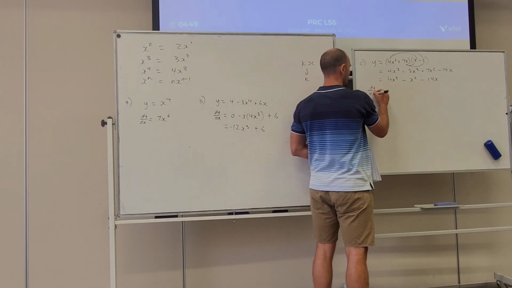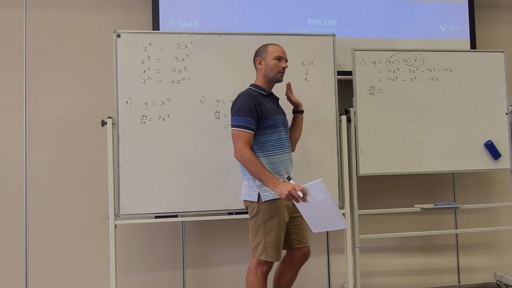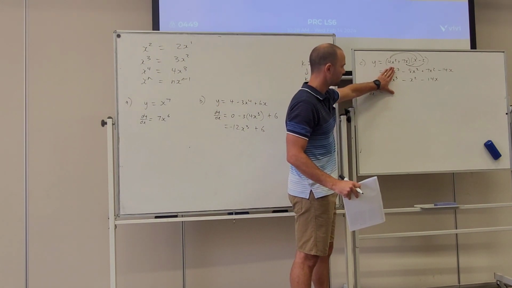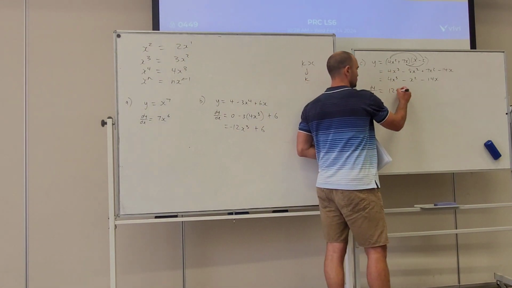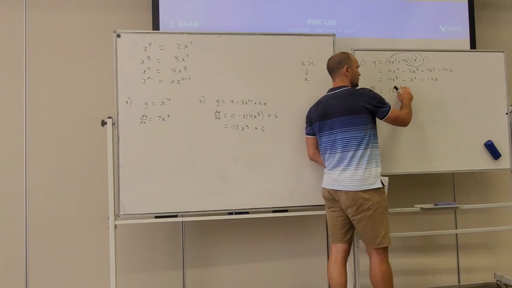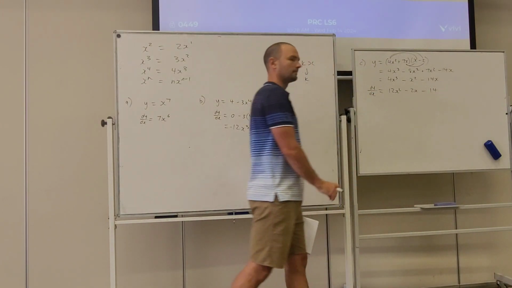Here we go. dy on dx will be. Now, you can leave the number out the front like I've been doing, or if you know that that's going to be 4 times 3x squared, you can go straight to the 12x squared. That's absolutely fine. So this term goes to 12x squared, this term goes to 2x, and this term goes to 14.